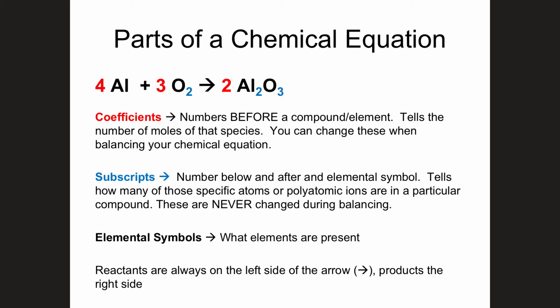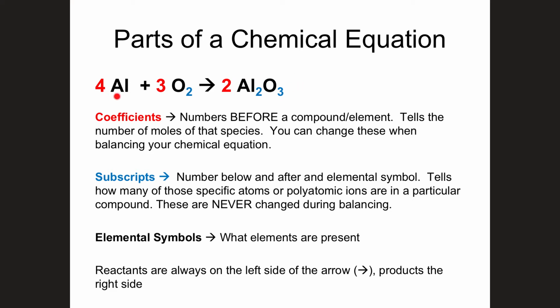So we have 4 aluminums, 3 O2s, and 2 Al2O3s. The subscripts, which are represented by blue here, are the number of atoms in that particular species. So we have 2 oxygen atoms in an oxygen molecule. We have 2 aluminum atoms in an aluminum oxide particle. And we have 3 oxygen atoms in that same aluminum oxide particle.